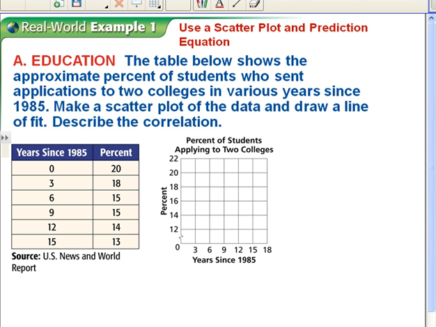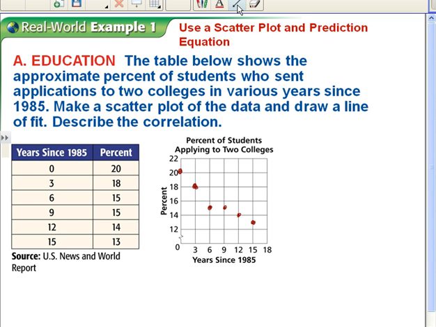At 0, it's 20. At 3, it's 18. At 6, it's 15. So we need to draw a line of fit.